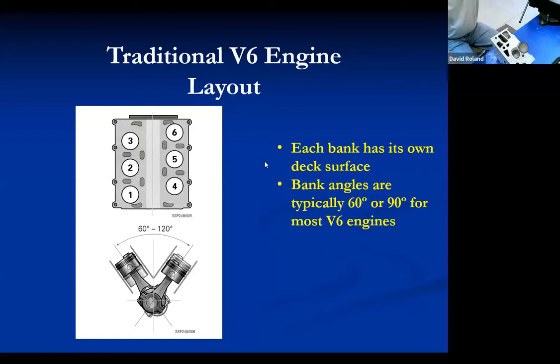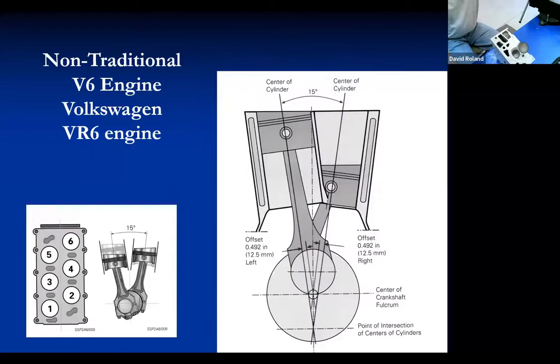I'm going to show you now something that's not traditional. Here is a Volkswagen. Volkswagen makes what they call a VR6 engine. This is still considered a V6, but the bank angle between the two banks of cylinders that form the V, you see this big V here, is only 15 degrees. If you look over here on the left, it makes the top of the engine very narrow, and we still have the cylinders staggered from each other.